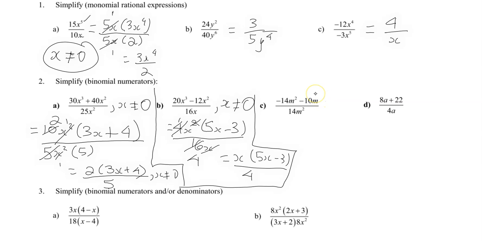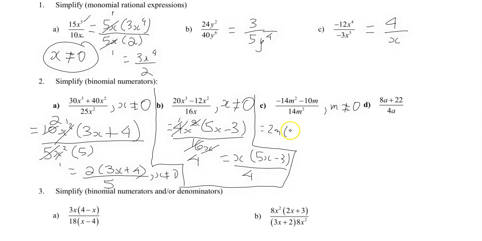All right, let's see what we got here. So we can start by saying m cannot be 0. Anytime there's just a variable in the denominator, you just say that variable can't be 0. Okay, what do we got? We've got a 10 and a 14. So 2 goes into both. That'll give us 7 and a 5. So 2m.